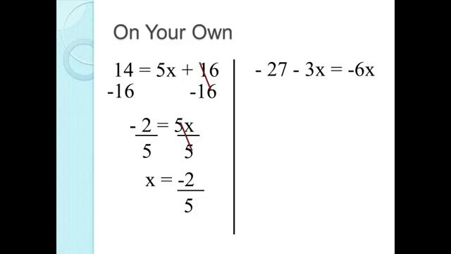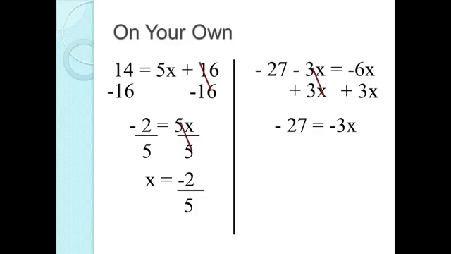In the second problem, you should have started by moving the negative 3x to the other side of the equation. We can do that by adding positive 3x to both sides. Negative 3x and positive 3x will cancel. And on the right-hand side, negative 6x plus 3x gives us negative 3x. Our equation is now negative 27 equals negative 3x.